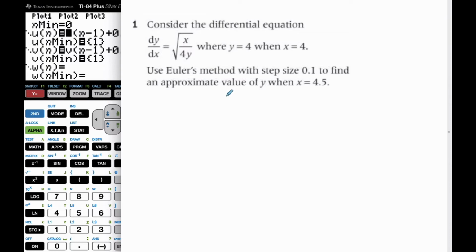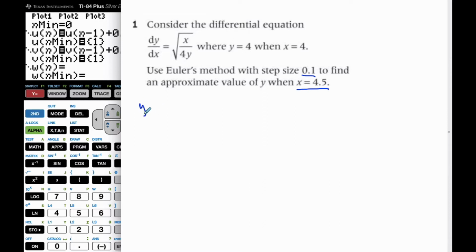Okay, so here we have differential equations, and we're going to use Euler's method with a given step size to find the value of y at 4.5. Now I've not done this one yet, so it's totally cold, so bear with me as I make my errors along the way.